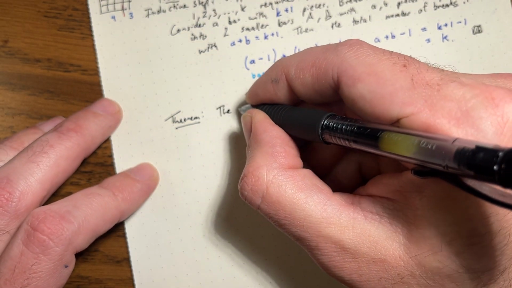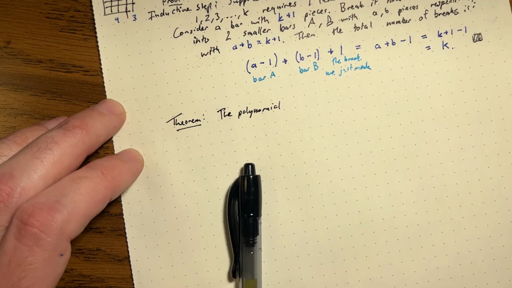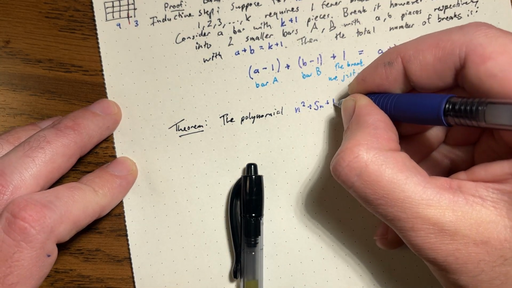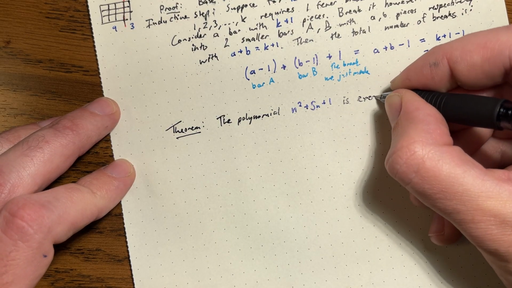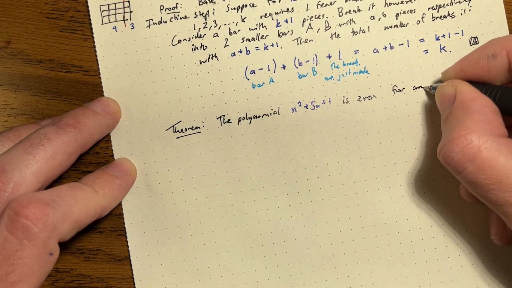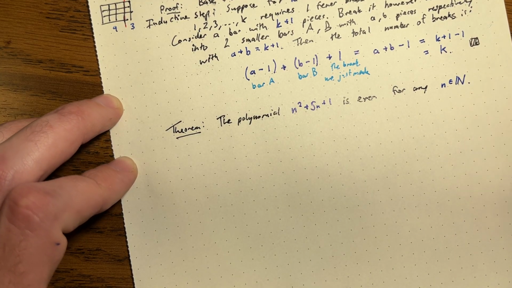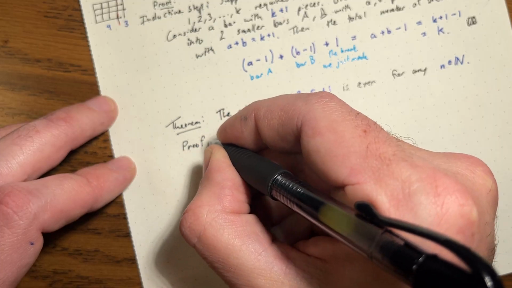So I'm gonna prove that the polynomial n squared plus 5n plus 1 is even for any natural number n. Okay, here's the proof. So we're going to use induction.